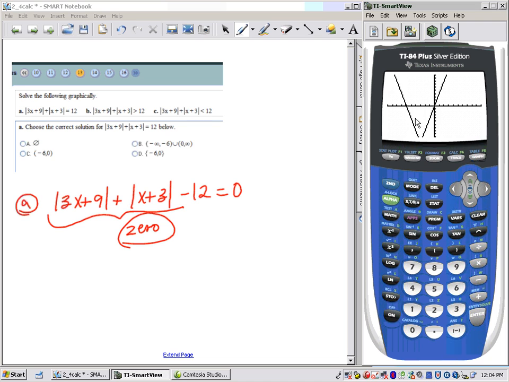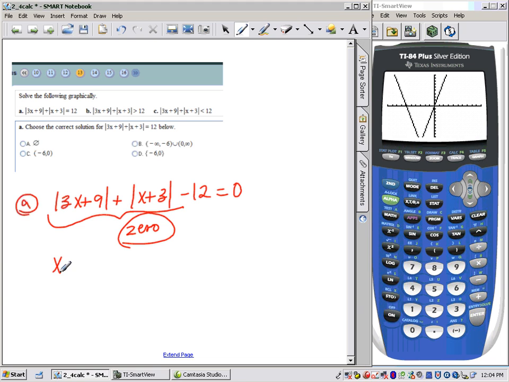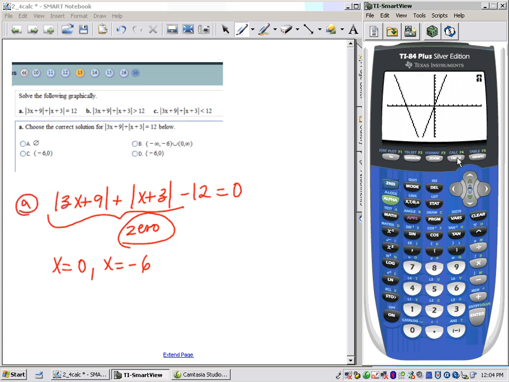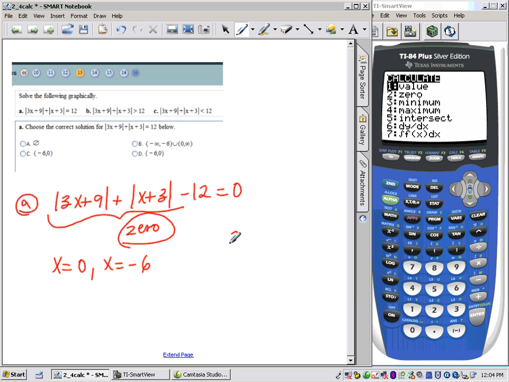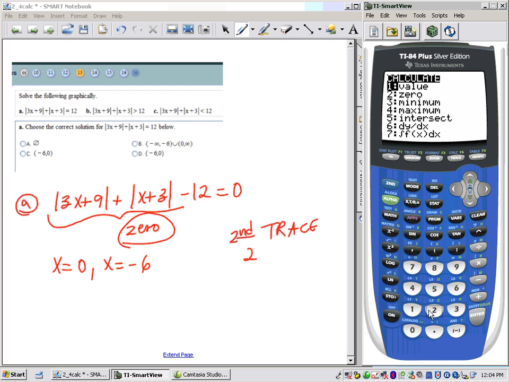Okay, so there are indeed two solutions. One looks to be 0 and the other one looks to be like -1, -2, -3, -4, -5, -6. It looks like our solutions are 0 and -6. How can we be sure? Well, we can do second and trace and choose option 2, which is the 0 function.